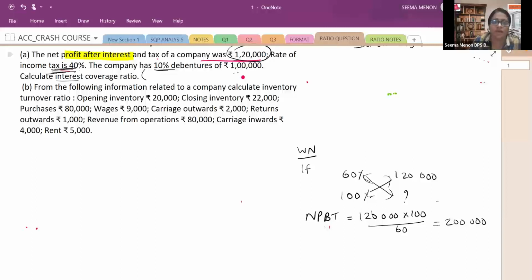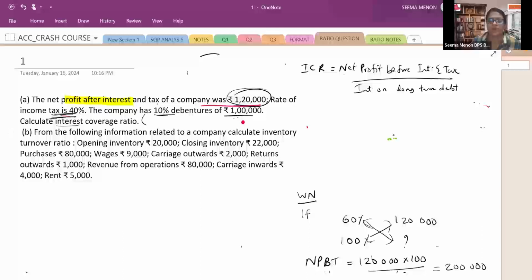Here it is given debenture. Debenture is our long-term debt and its interest. Interest on debenture is how much? That is 10%. So that also you can write here, interest on debenture. How much? 10% on 1 lakh. That you know, that is how much? 10,000. Now, how to calculate? It is very easy to find out net profit before interest and tax.